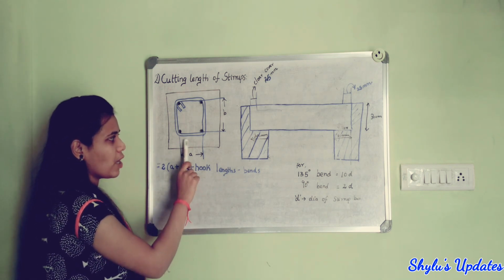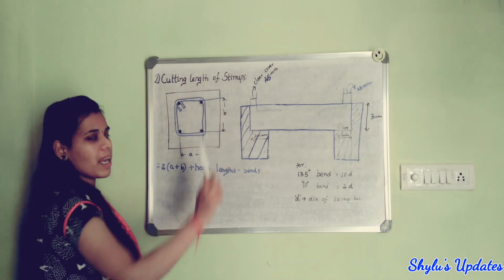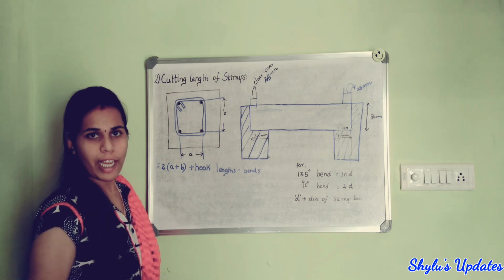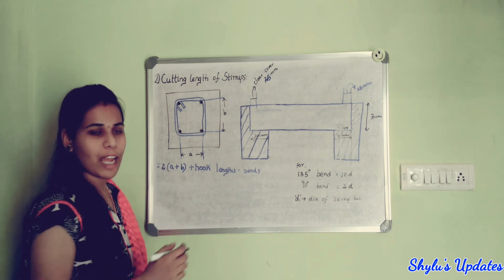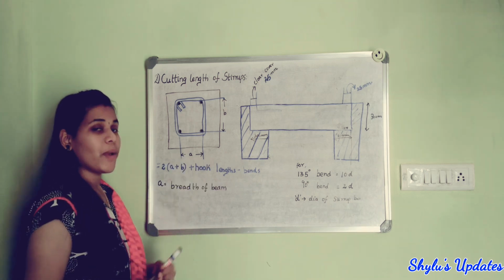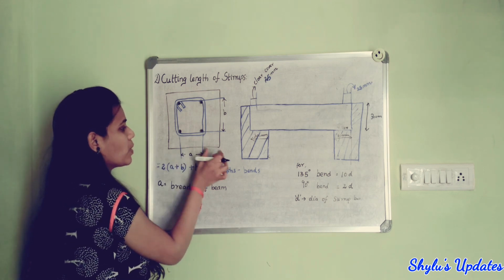A value is the inner to inner distance of stirrups, and B value is also the inner to inner distance of stirrups. So we have to find this A and B value first. Okay, so how to find this A value? A is equal to A of beam. So A value is equal to breadth of beam minus 2 into clear cover.